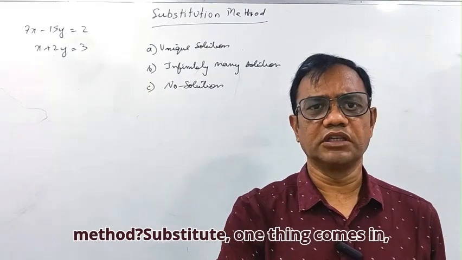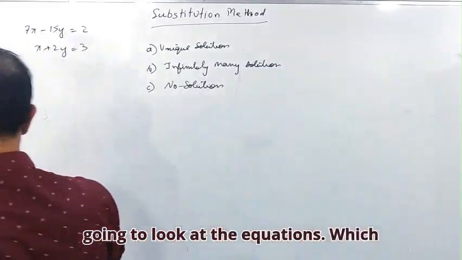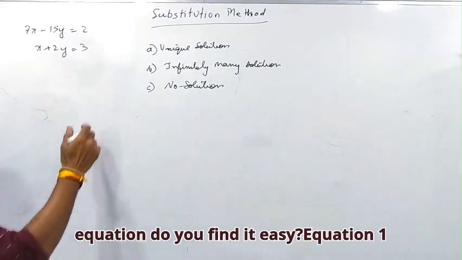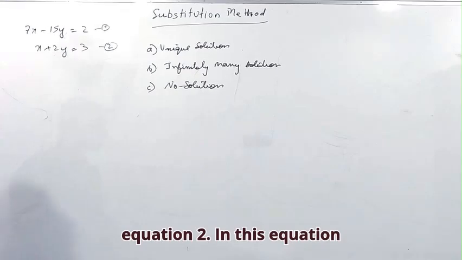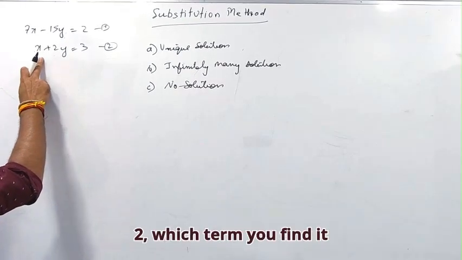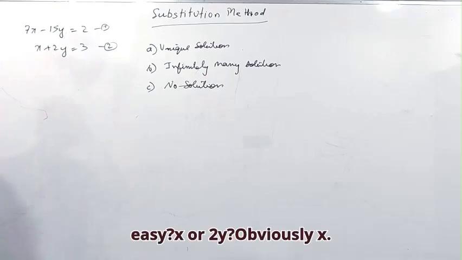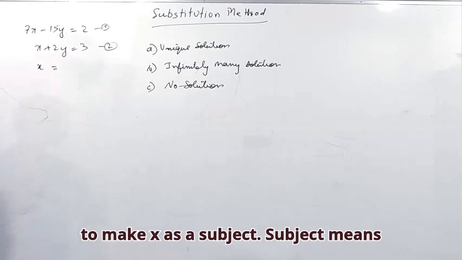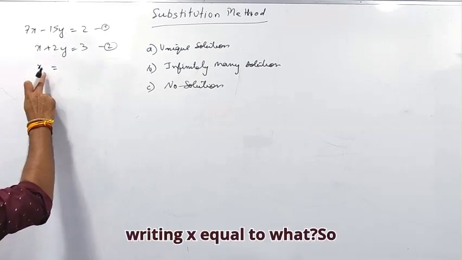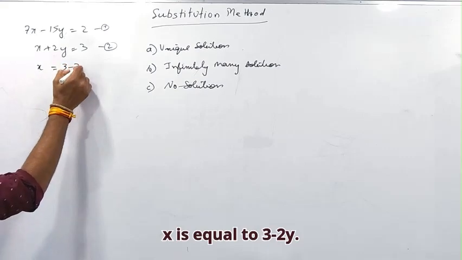Substitute: one thing comes in, the other thing goes out. So you are going to look at the equations. Which equation do you find easy, equation 1 or equation 2? Definitely you will say equation 2. In this equation 2, which term do you find easy, x or 2y? Obviously x. So what are you going to do? We are going to make x the subject. Subject means writing x equal to what? So x is equal to 3 minus 2y.